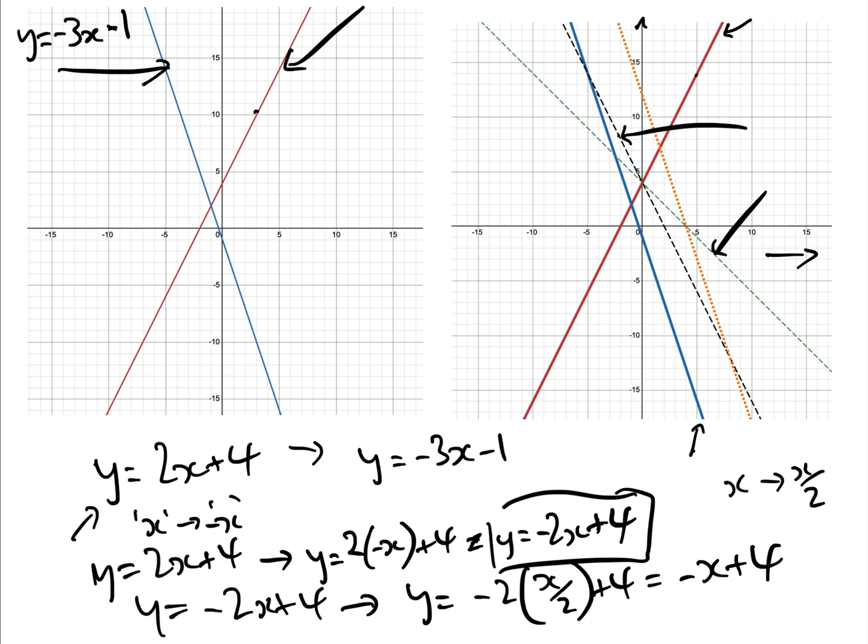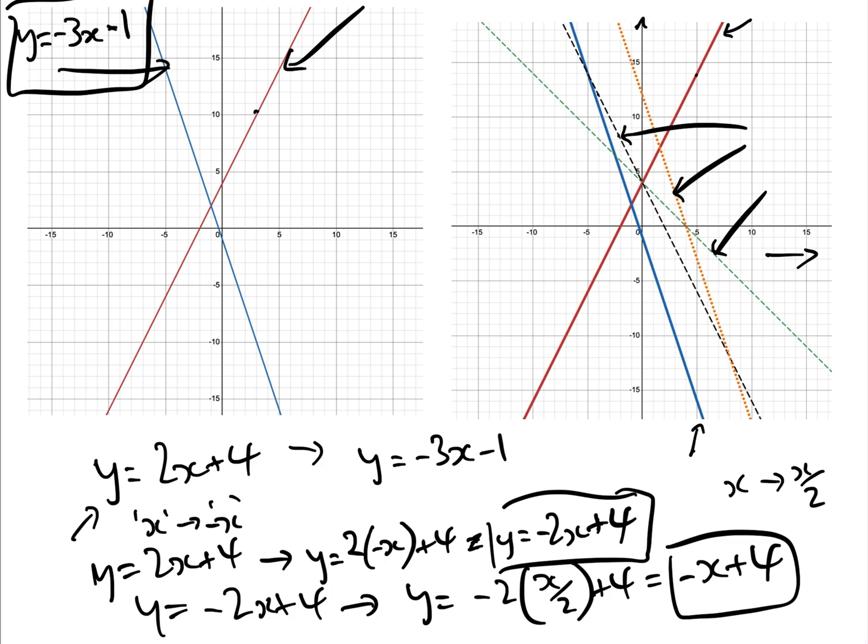Okay, so we're getting there. Remember, what we want to get is y equals minus 3x minus 1. We've had two transformations so far, and currently we're at minus x plus 4. So number 3, we're going to stretch parallel to the y-axis by a factor of 3, and that is the orange dotted line.